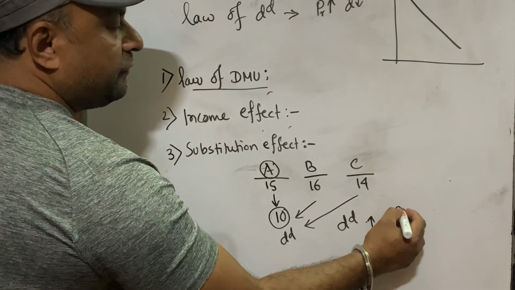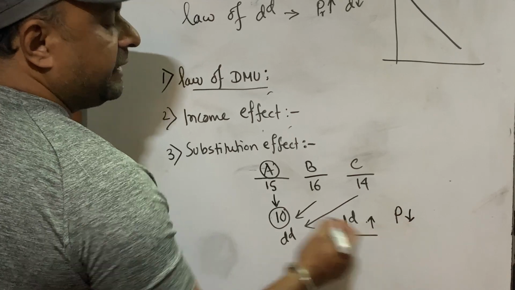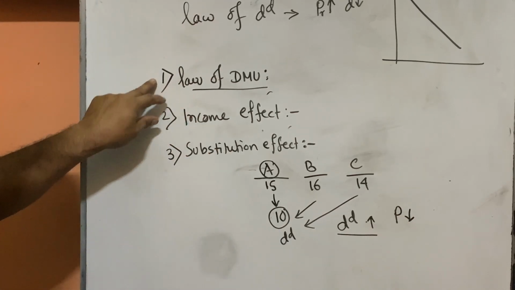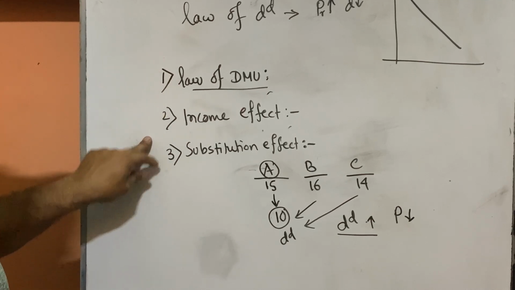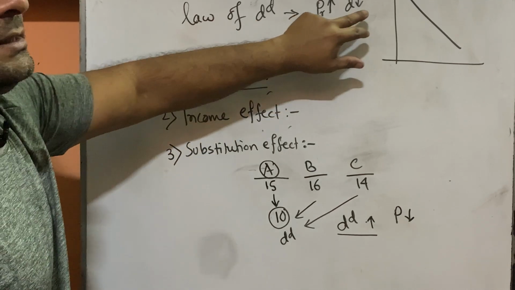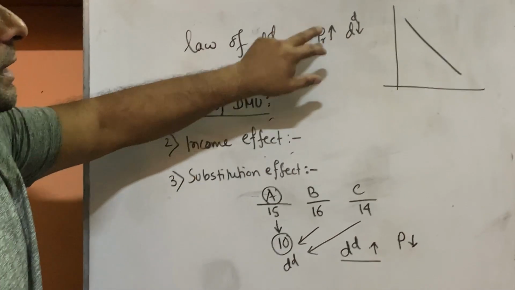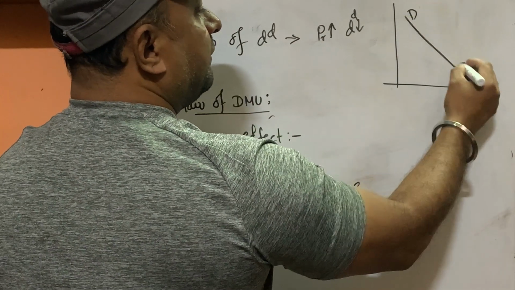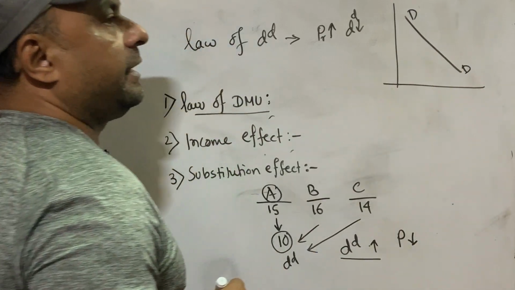So when the price of a good decreases, its market demand increases. Okay, this is the substitution effect. Due to this, the law of demand holds. When the price of a good decreases, its demand rises. Just the reverse, if price falls, demand increases. And for that reason, the demand curve is downward or negative sloping.